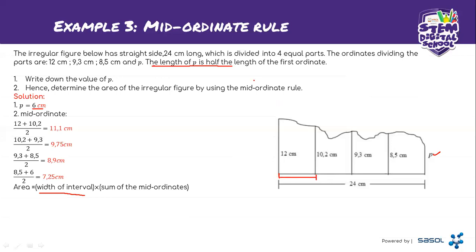But because this is very clear, it is divided into 4 equal parts. You can see the space between them, they are equal. Now, how many parts do we have here? We've got 1, 2, 3, 4. So then we're going to say 24 divided by 4, and that's going to give us 6. Let me just remove this. All right. Now the width of interval is 6 centimeter.